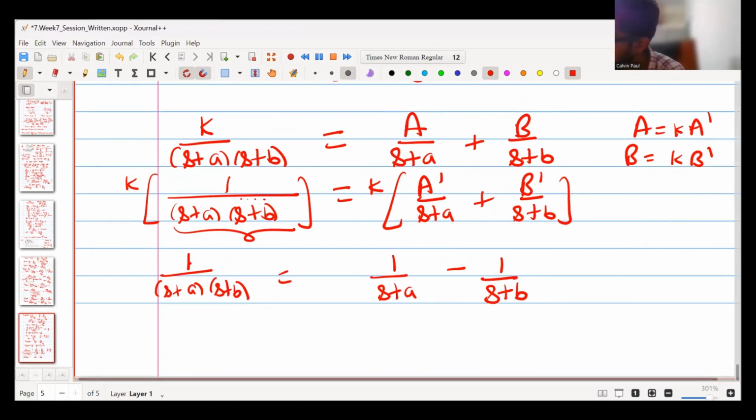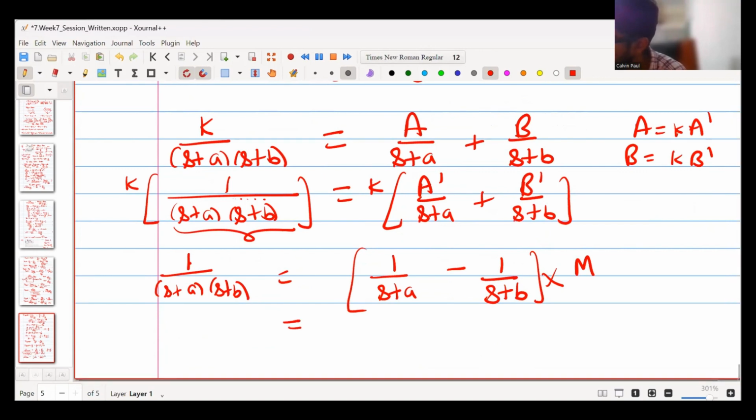Now this has to be multiplied by some value. Let us assume that value is some m. Now I want to find out what this value is, and why I'm saying that, let me tell you.